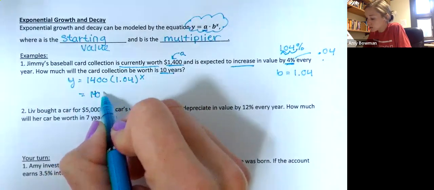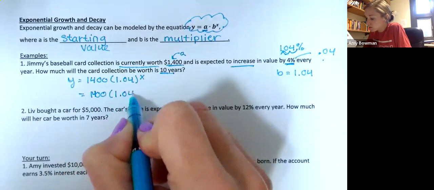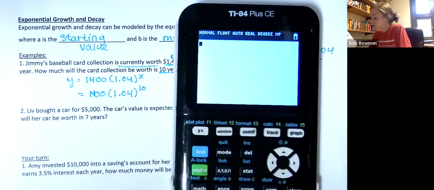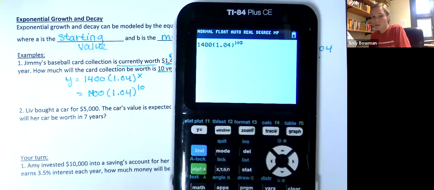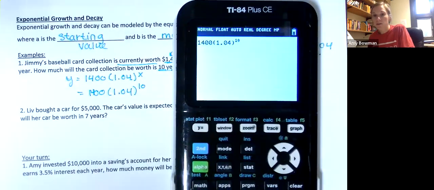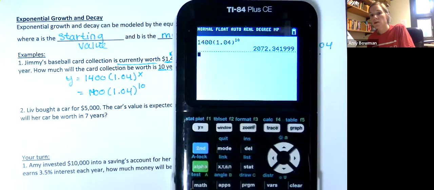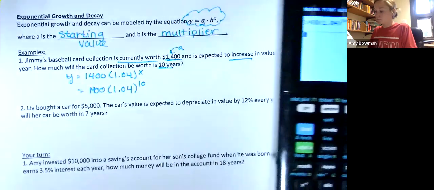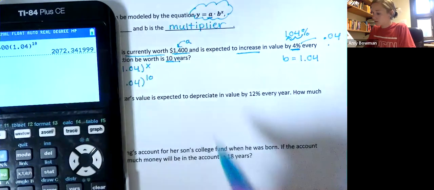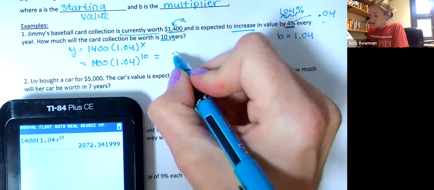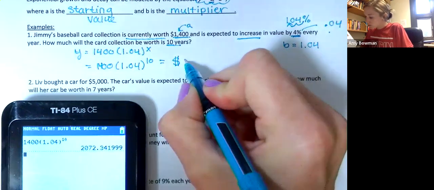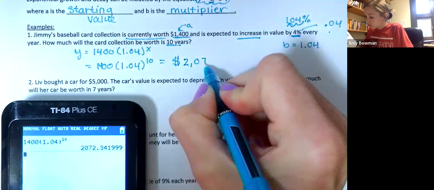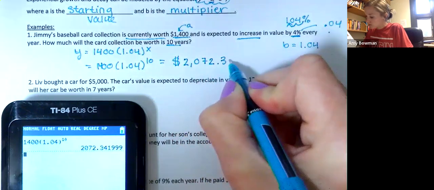So 1,400 times 1.04 to the 10th. And then you're just going to evaluate that with your calculator. So 1,400 is increasing by 4% for 10 years. It'll be worth a little over $2,000 after 10 years. Don't forget units since this is a word problem. So we got $2,072.34.